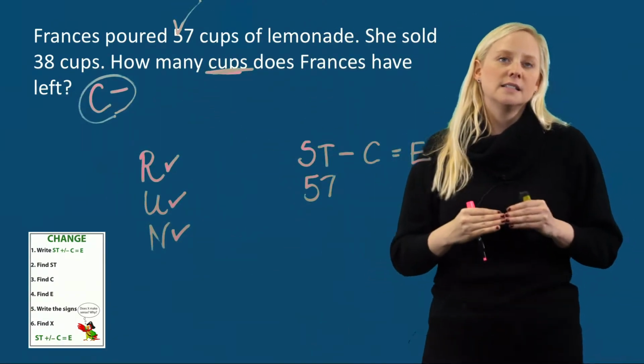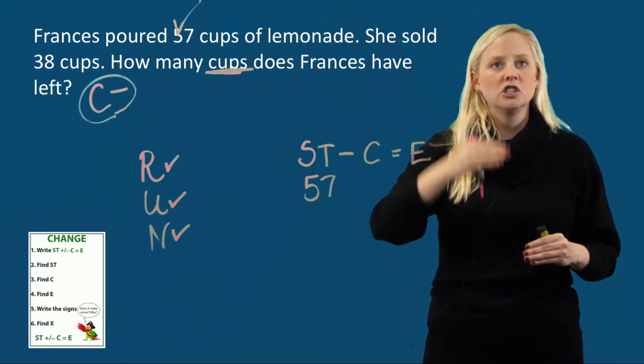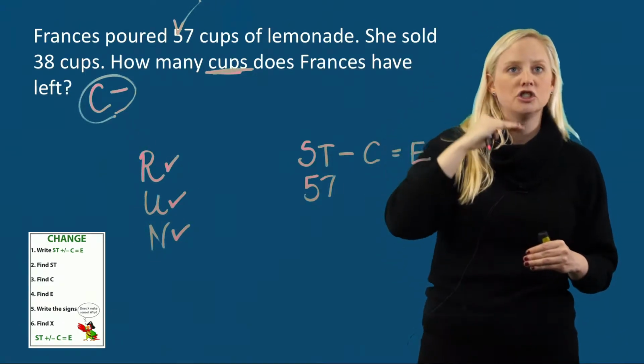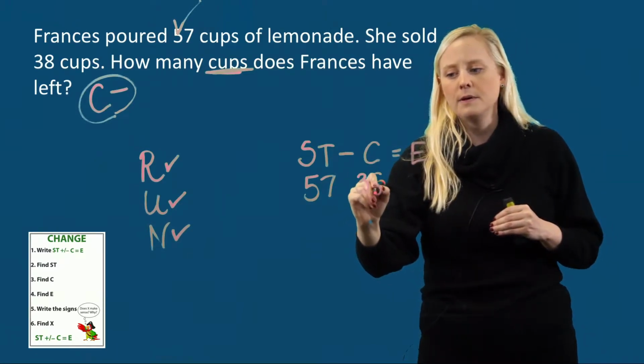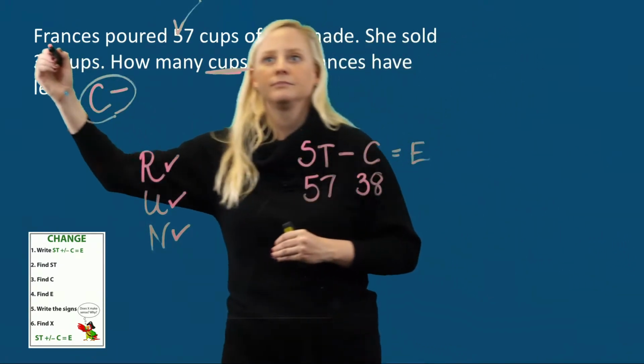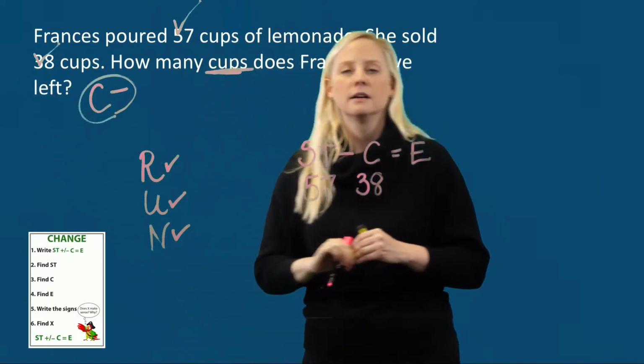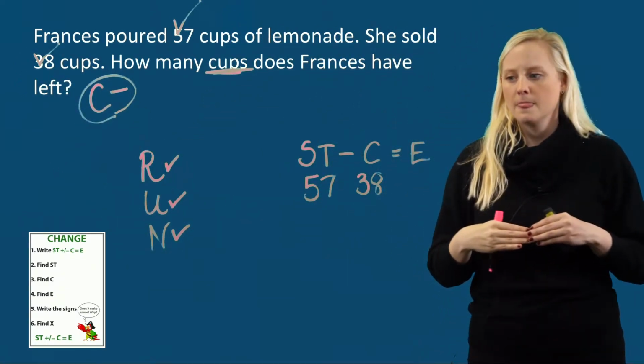Step 3 says find C. C is the change amount. She had 57 cups, but then she sold 38. That was the change that happened. So I'm going to put 38 under our C. And again, I'm going to check off the number as a reminder that I've already used it.